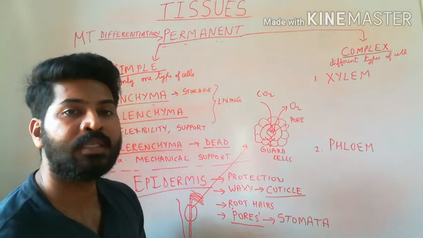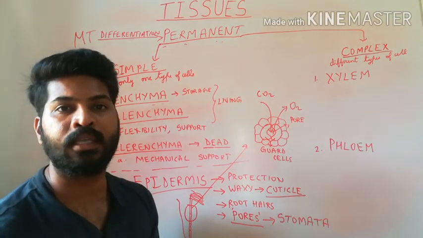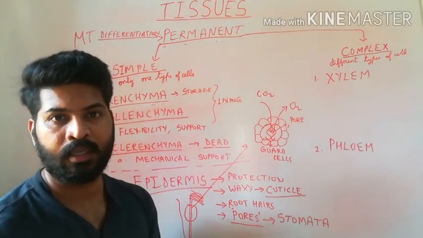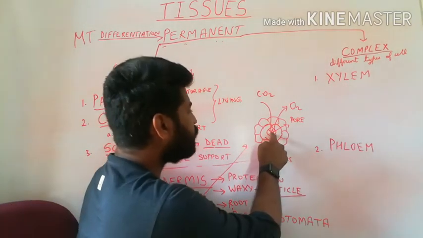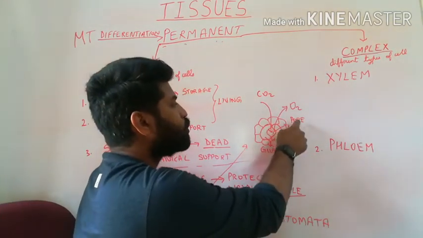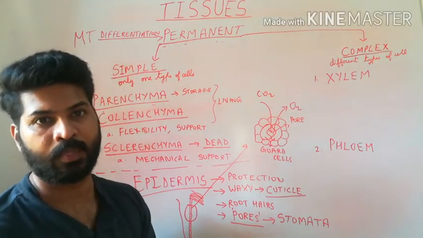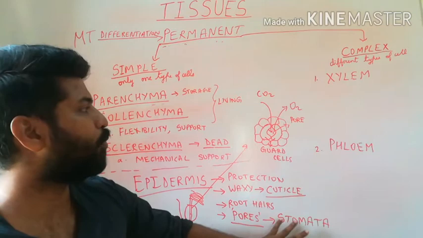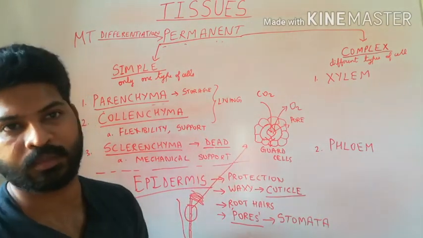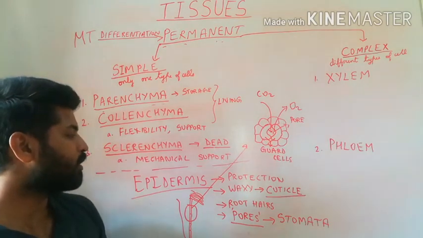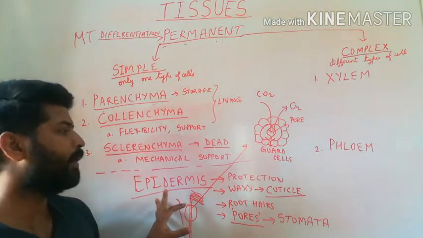Stomata also helps in removal of excess water, which is called transpiration. If there is extra water in the leaves, the water is lost out through the stomatal pore, which is called transpiration. So stomata plays a very important role in exchange of gases and transpiration. That is about the outermost covering in plants, the epidermis.